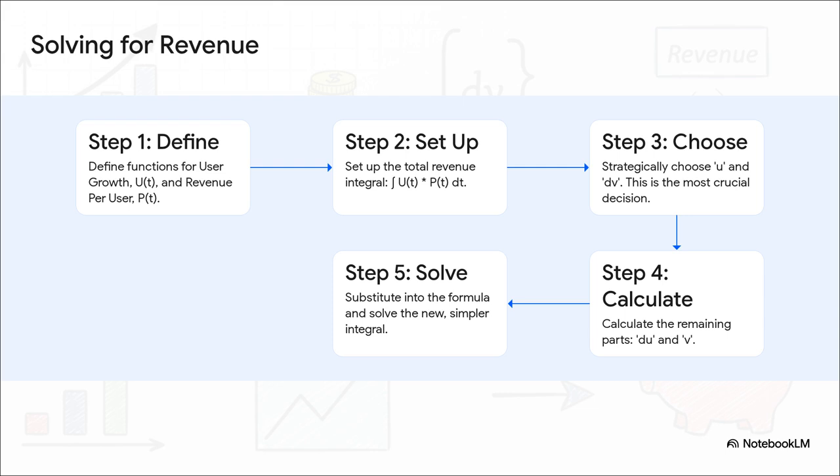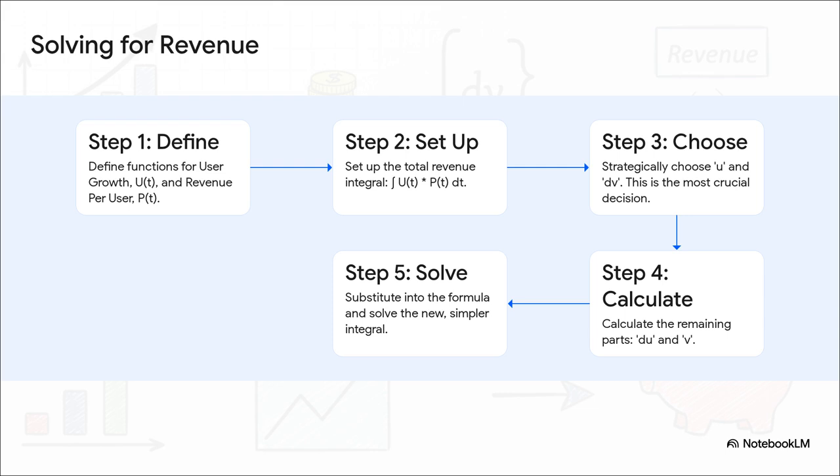Now, a really helpful little mnemonic here is LIATE. It stands for logarithmic, inverse trig, algebraic, trig, and exponential. You generally want to pick whatever function type appears earliest on that list to be your u. So in our startup example, we have an algebraic function, our linear revenue, and an exponential one, our user growth. A comes before E in LIATE, so we're going to choose that revenue function as our u. That single choice is what will make our new integral, the integral of v du, so much easier to solve.